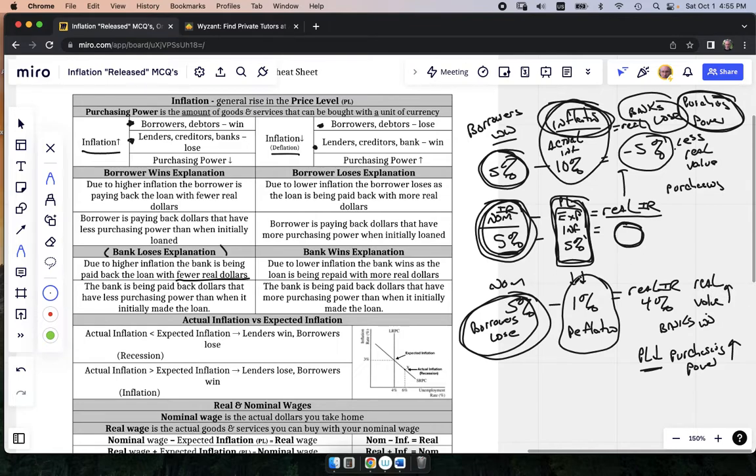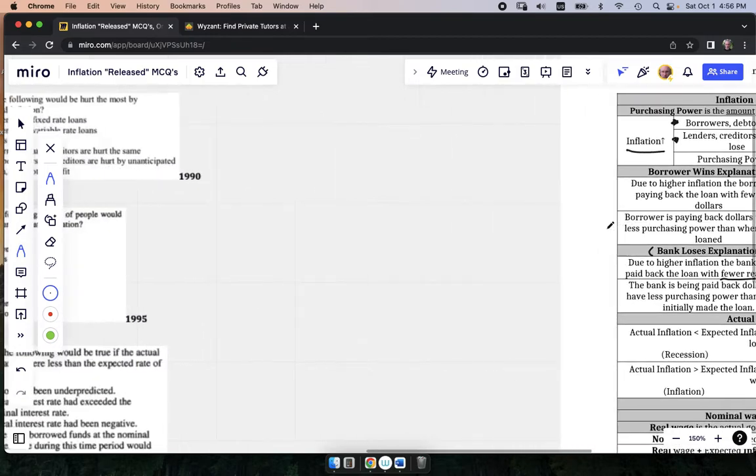We kind of beat this to death, but I think it's important to know how to say it, because that's how you're going to get that extra point on the FRQ. There are a lot of multiple choice questions about who loses and who wins. All right, let's go see if we can do some of these.